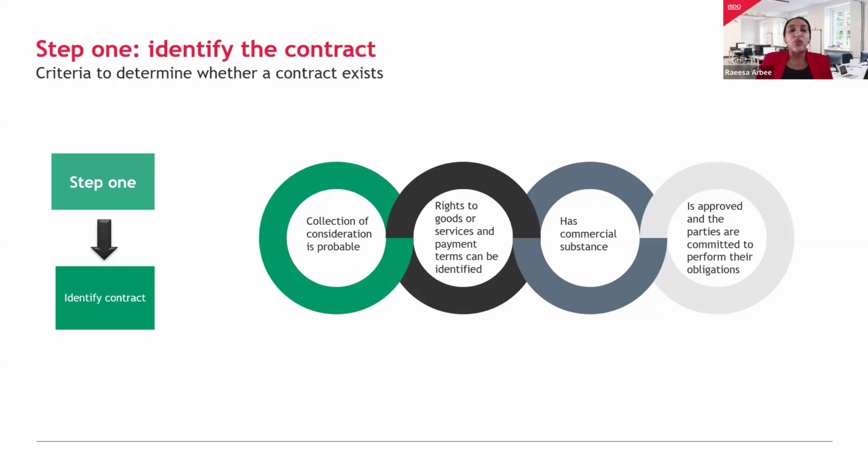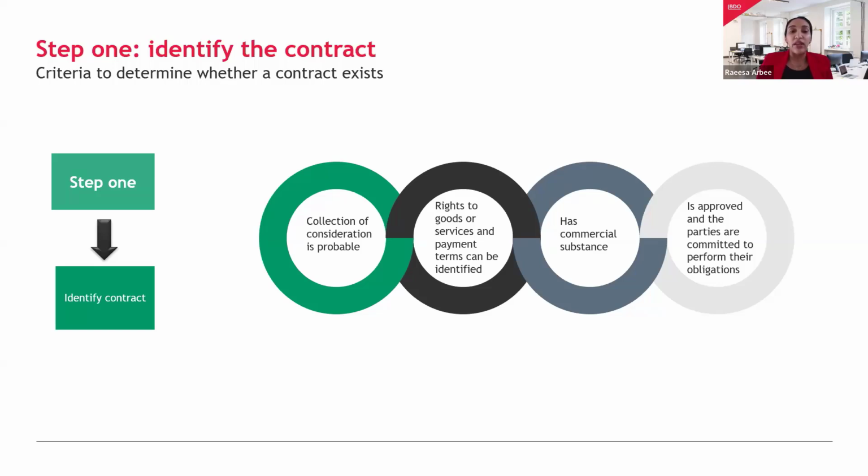Another thing to consider is where you have a master or a framework agreement in place. These are overarching agreements, and often they don't represent a contract for Section 23 purposes because they don't specify the individual goods or services provided. It's likely that in those cases, it's really the individual POs or the invoices that represent the contract for the purposes of applying the five-step model.